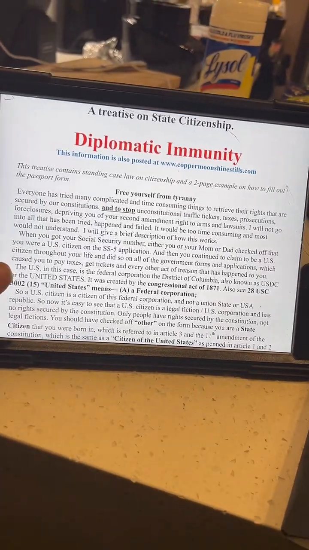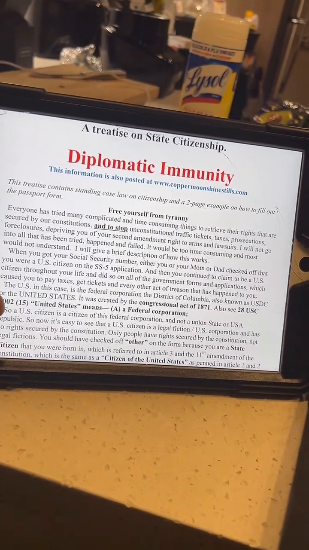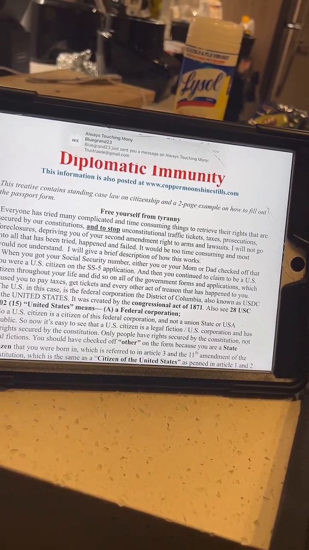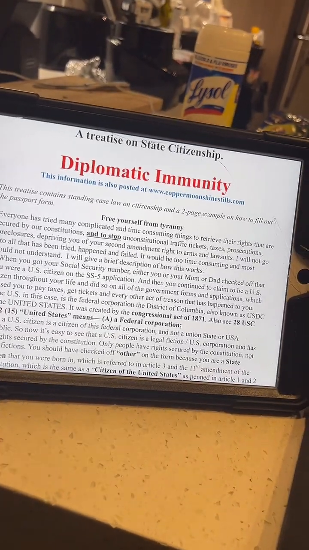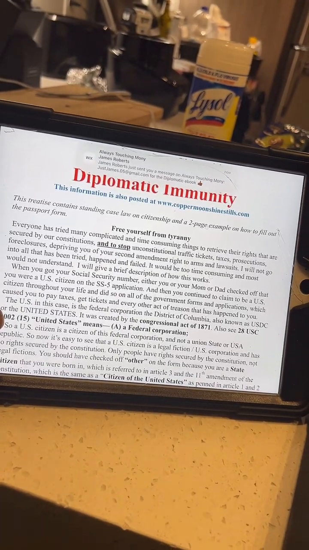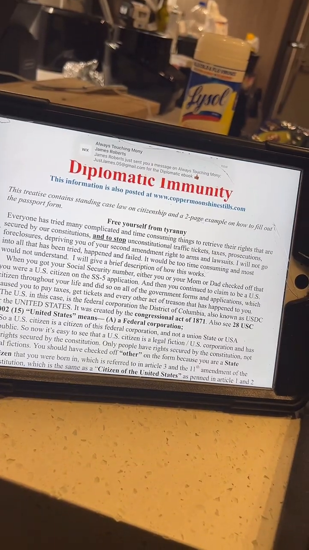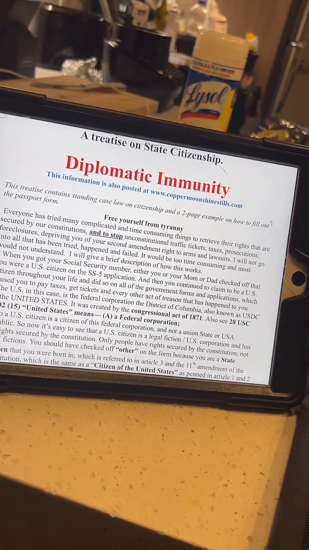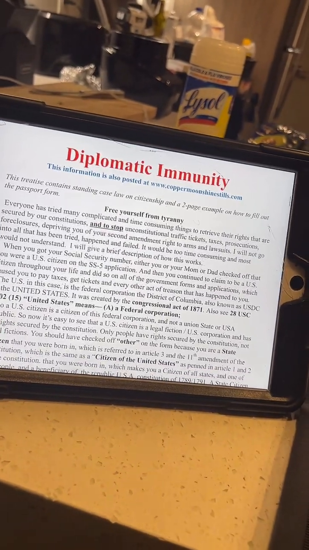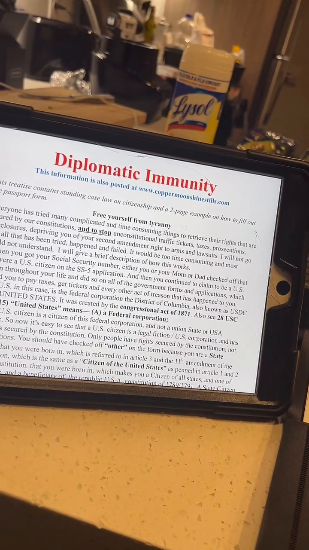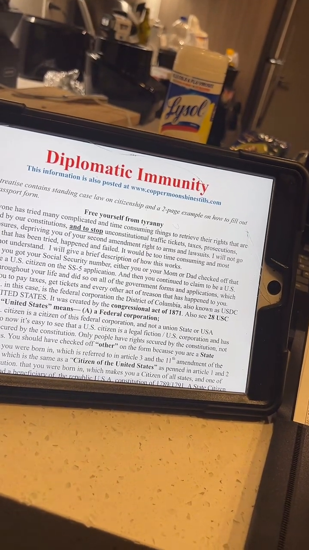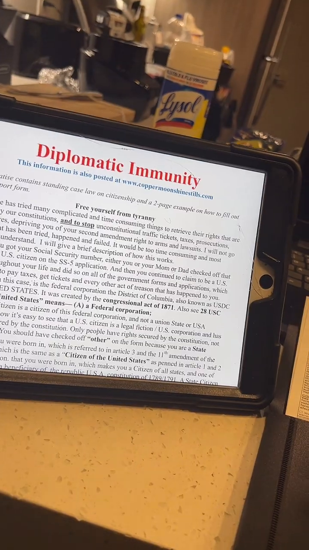Everyone has tried many complicated and time-consuming things to retrieve their rights that are secured by our constitutions and to stop unconstitutional traffic tickets, taxes, prosecutions, foreclosures, depriving you of your Second Amendment right to arms, and lawsuits. I will not go into all that has been tried, happened, and failed. It will be too time-consuming, and most will not understand. I will give a brief description of how this works. When you got your Social Security number, either you or your mom or dad checked off that you were a U.S. citizen on the SS5 application, and then you continued to claim to be a U.S. citizen throughout your life and did so on all government forms and applications, which caused you to pay taxes, get tickets, and every other act of treason that has happened to you.